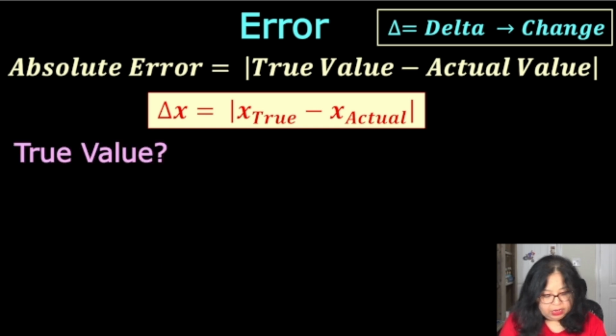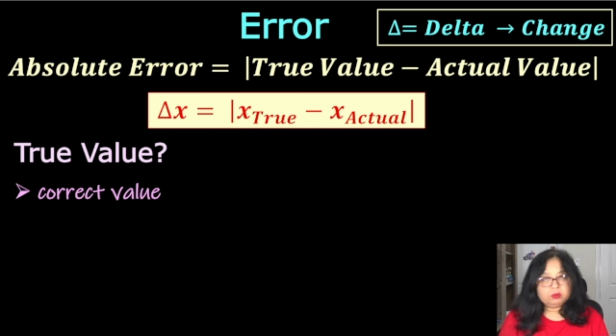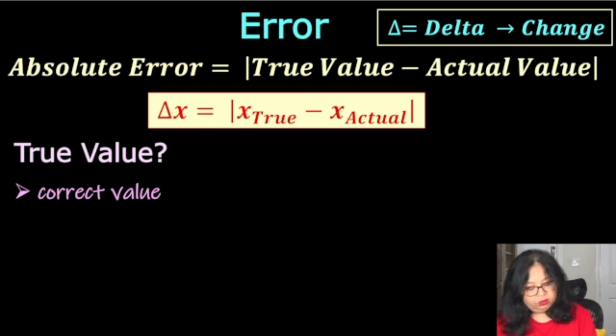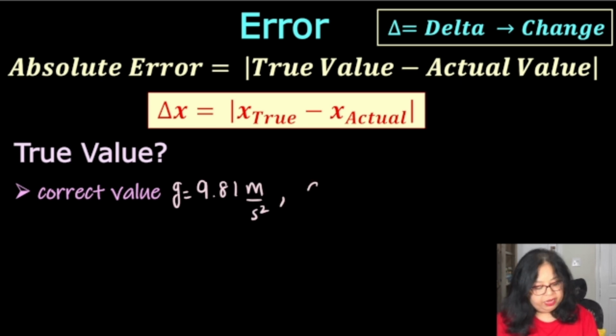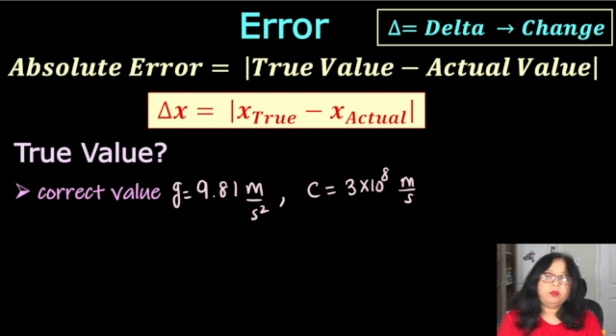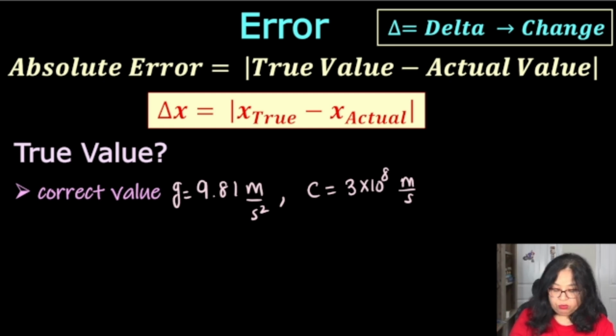All right, let's dive a little deeper into true value. We already said that all true values are measured values. True value is assumed to be the correct value of the physical quantity that is being measured. For instance, for acceleration due to gravity, it is 9.81 meters per second squared. For the speed of light in vacuum, it is 3 times 10 to the power 8 meters per second, and so on. So how do we calculate true values?